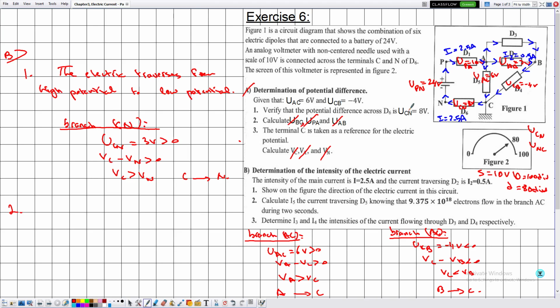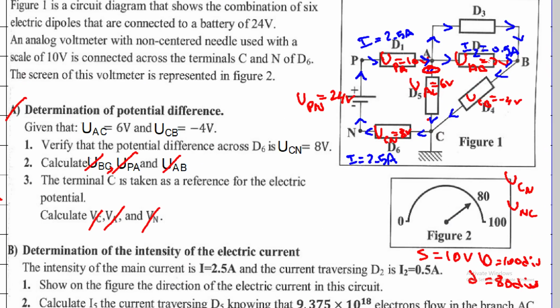Now number 2, they are telling me to calculate I5, the current traversing D5, knowing that 9.375 times 10 to the power 18 electrons flow in the branch AC during 2 seconds. Okay, so we are interested in determining the current I5, which is this current here.